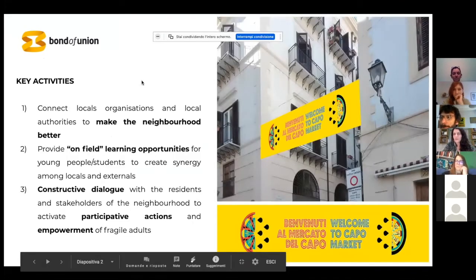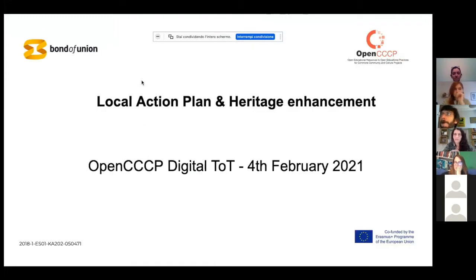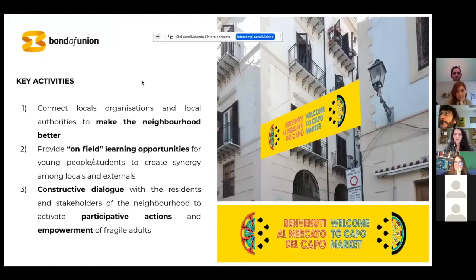So, as you know, our session will be about local action plan, but I would like to start with heritage enhancement, that is our topic. But I would like to start saying a few things about Bond of Union and specifically our work in the Capo neighborhood. So really short, we are a social cooperative, and mostly we work in the educational sector, it is our main field of activities, and we work also in European cooperation specifically. Since 2016 we started, so our work focused more on the Capo neighborhood, because we saw the municipality.